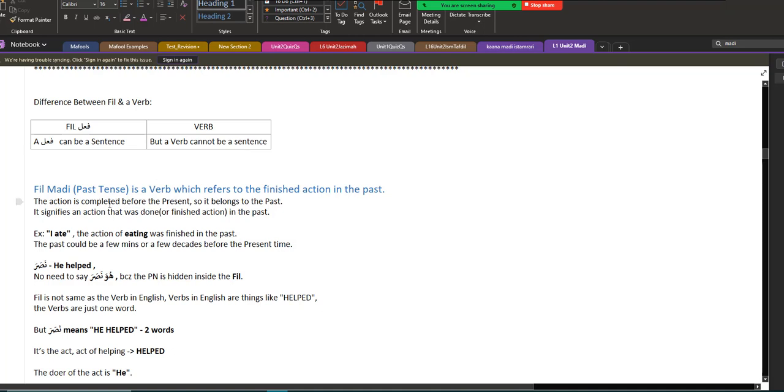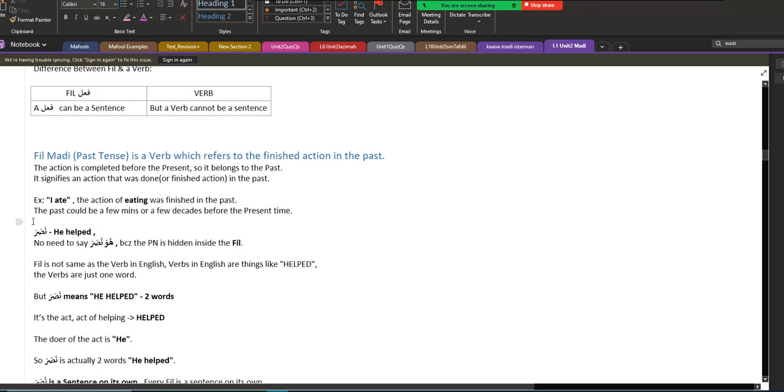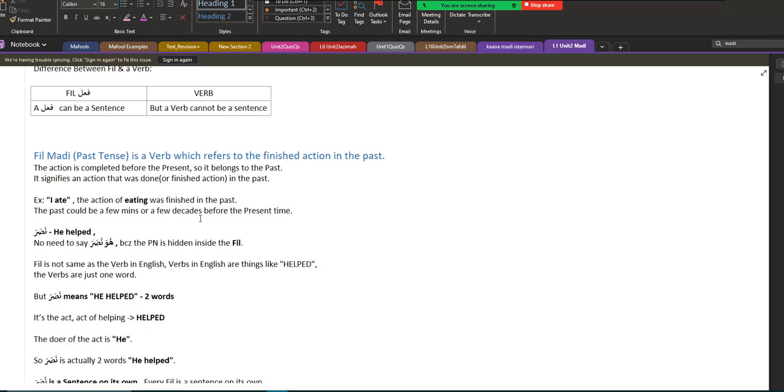Fi'l madi or past tense is a verb that refers to a finished action in the past. That is, the action is completed before the present, so it belongs to the past. And it signifies an action that was done or finished in the past. For example, if I say I ate, okay, the action of eating was finished in the past. And the past could be a few minutes or a few decades before the present time.